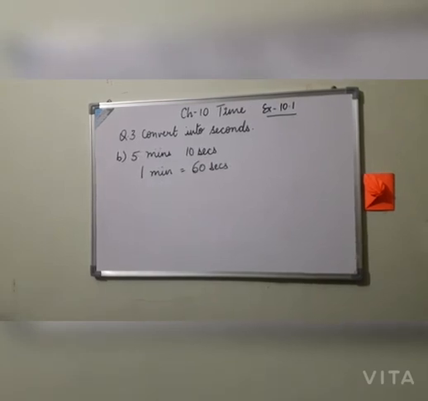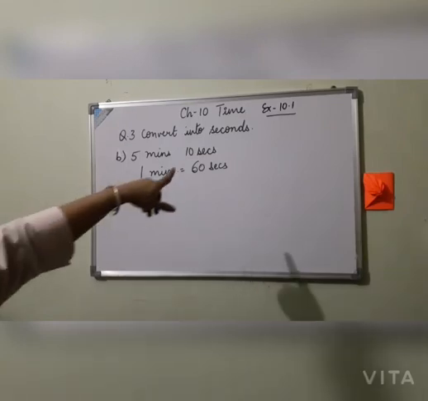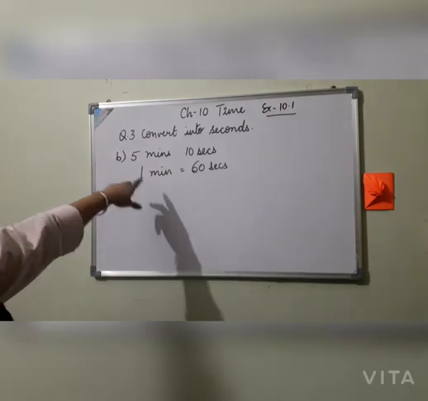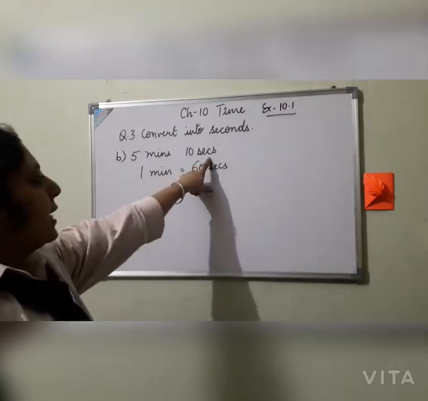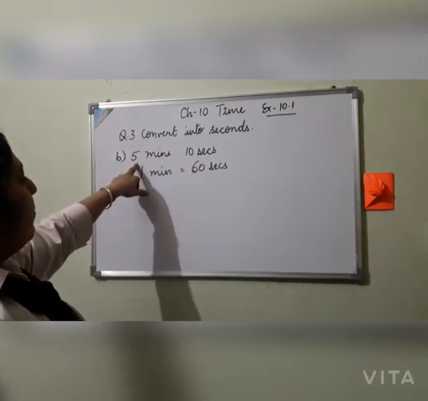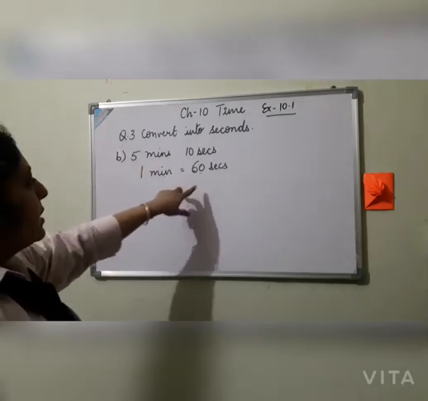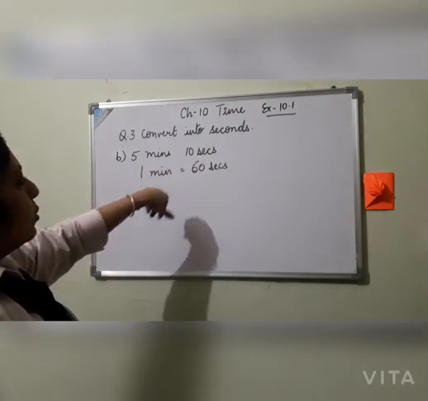So we are going to solve question number 3, B part now. 5 minutes 10 seconds. Now 5 minutes 10 seconds need to be converted into seconds. These 10 seconds are already seconds, so no need to touch. 5 minutes have to be converted into seconds first and then add up this 10 seconds with those seconds.